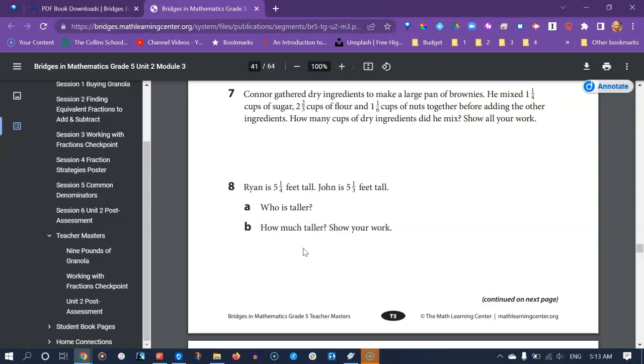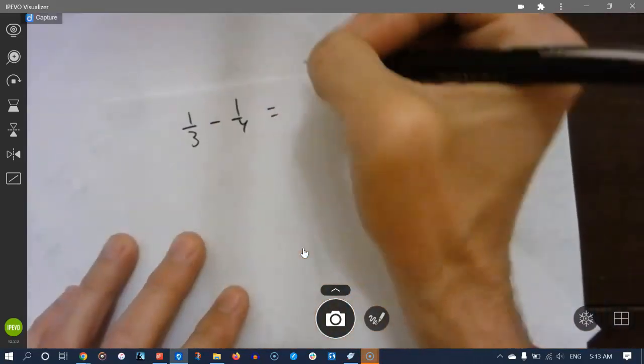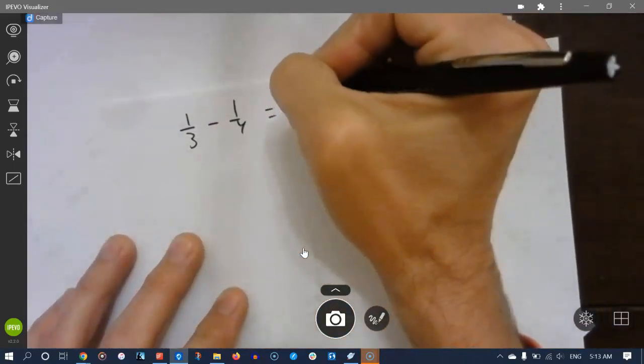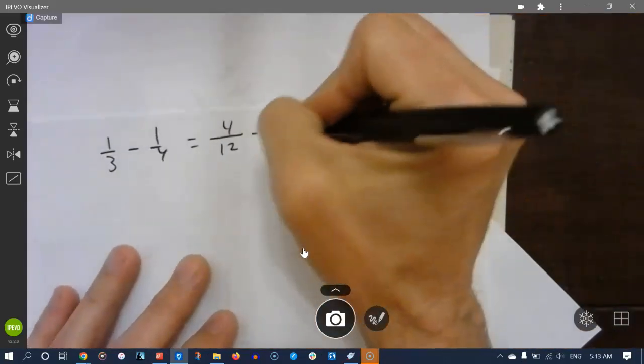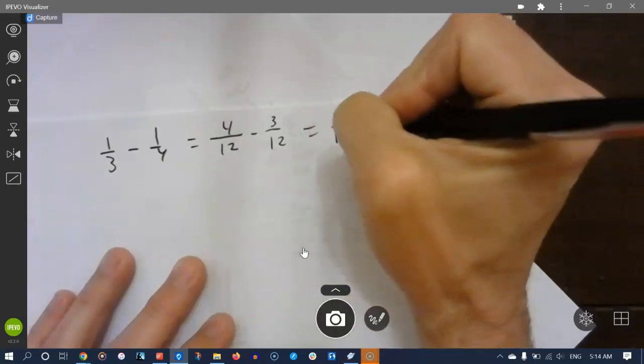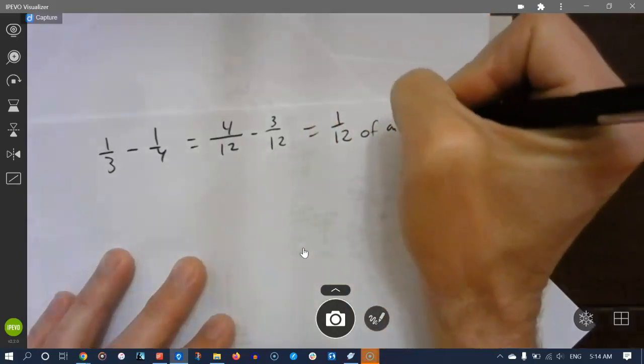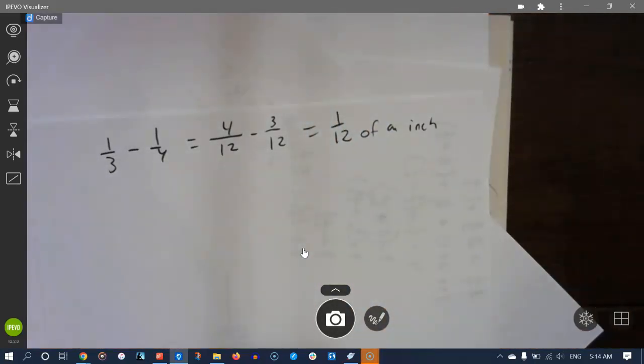How much taller is John? Well, they're both 5 feet. So that cancels each other out. So then we're looking at 1/3 minus 1/4. I can change those to twelfths. And I get 1/12 of an inch taller.